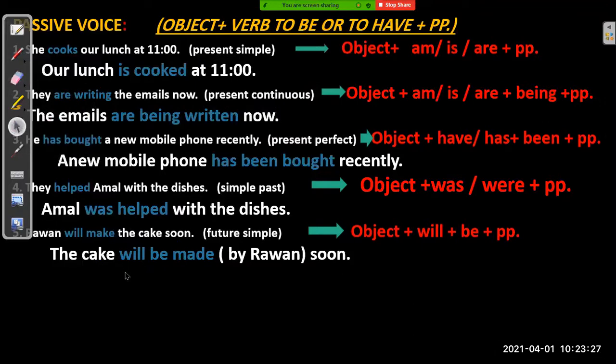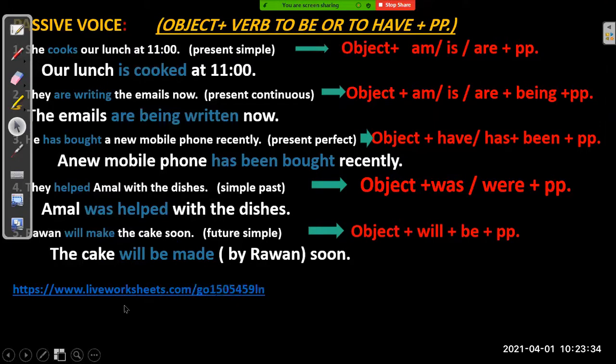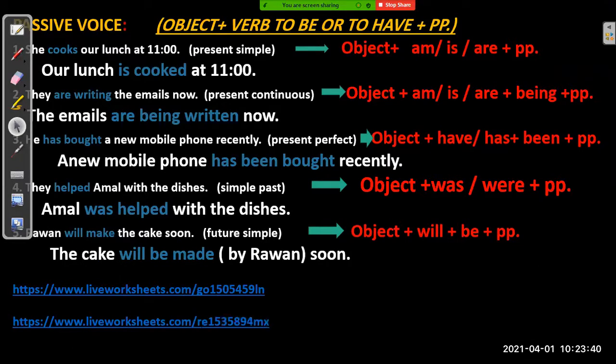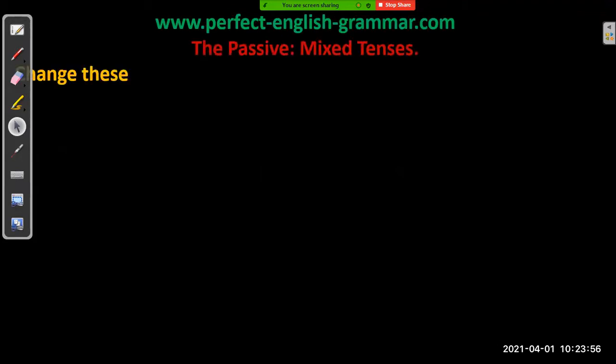Now, I have another 5 examples, and you have a link here. The link is for homework, live worksheets. You can do two pages, and you'll get your marks ready once you do them. I'll send you that when we finish our class. So move to the next slide. Look at it: perfectenglishgrammar.com. The passive, mixed tenses. Now change these sentences from active to passive.